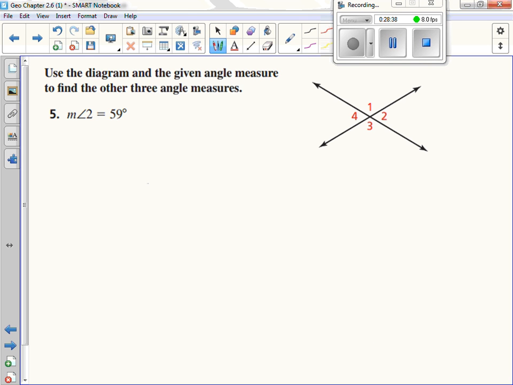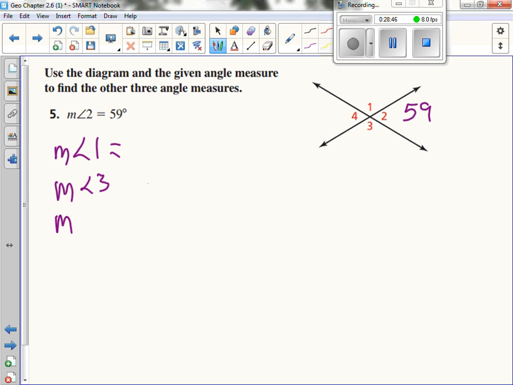Let's look at another one. So we need to find the measure of angle 1, measure of angle 3, and the measure of angle 4. Is there one of these angles that we know for sure without doing any calculations? Which one? 4. What is the measure of angle 4? 59 degrees, because 1 and 3 are vertical angles, 2 and 4 are vertical angles. So they have the same measure. Vertical angles have the same measure.